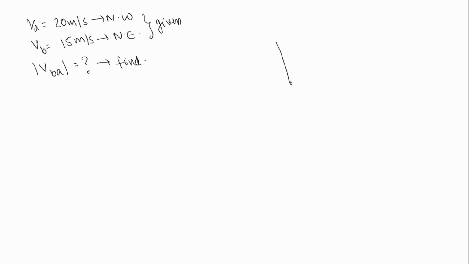So let's plot it. This is east, this is west, this is north and this is south. East can also be the positive x-axis. This is the positive y-axis, this is the negative x-axis and this is the negative y-axis.